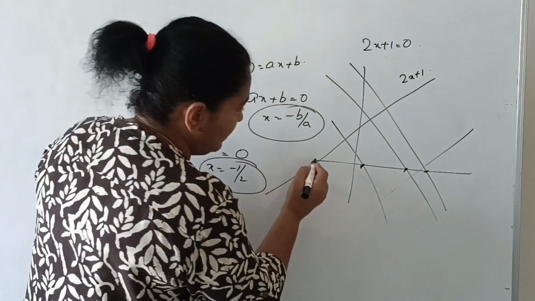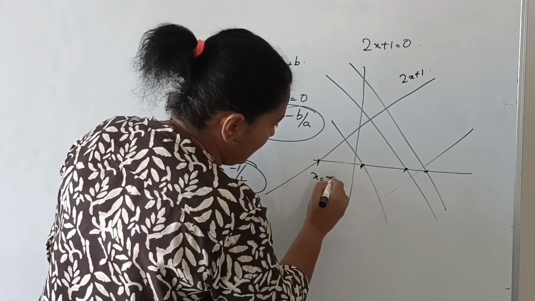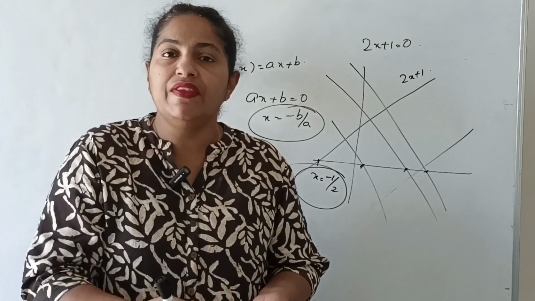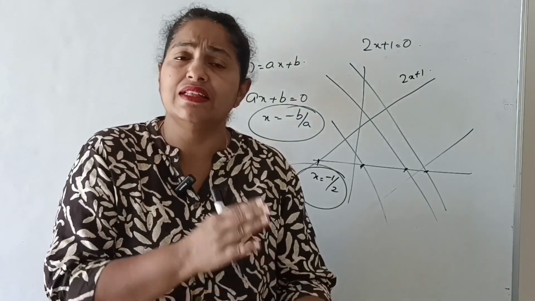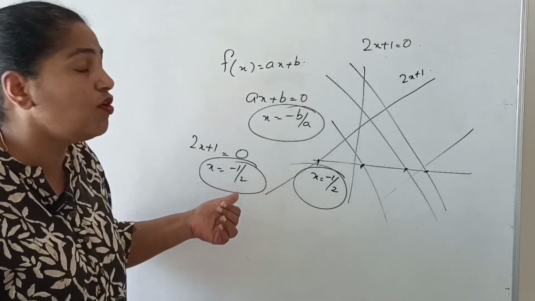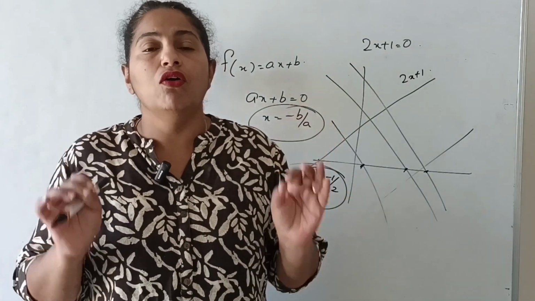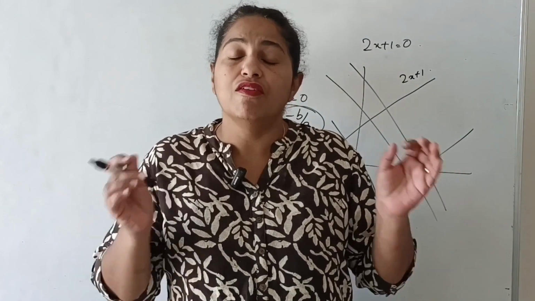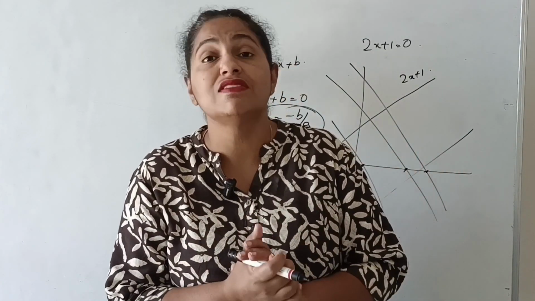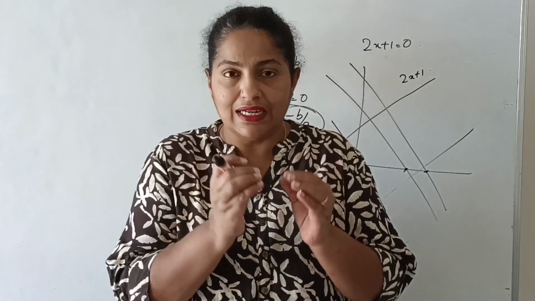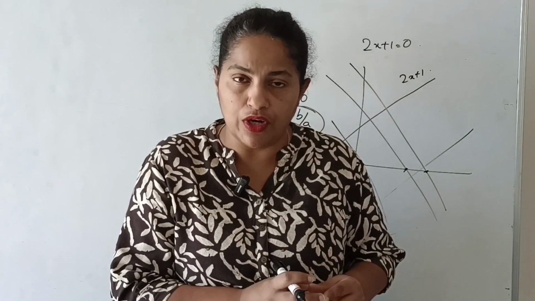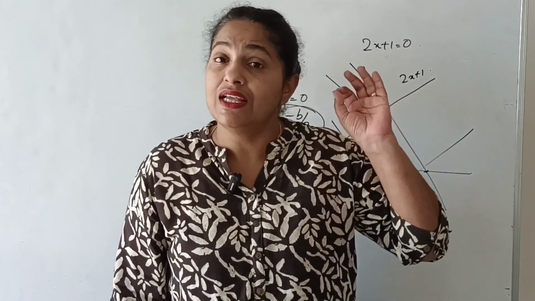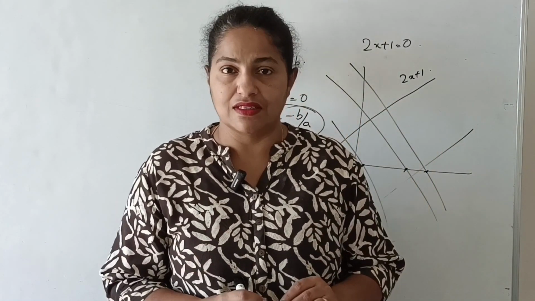You can see that this particular point is the value x is equal to minus 1 by 2, which means that when the graph cuts the x-axis, that point will be the zero of the given polynomial. A given graph will cut the x-axis at the points which will give us the value of the zero of the polynomial. Let us take two examples of linear polynomial, figure out the zeros and see whether the graph is touching at that point in the x-axis.